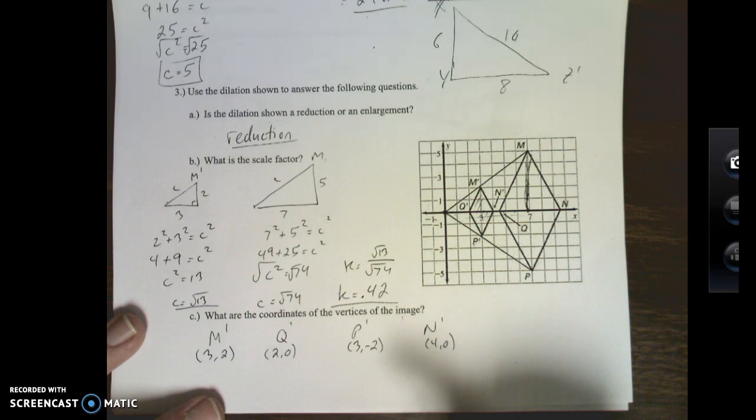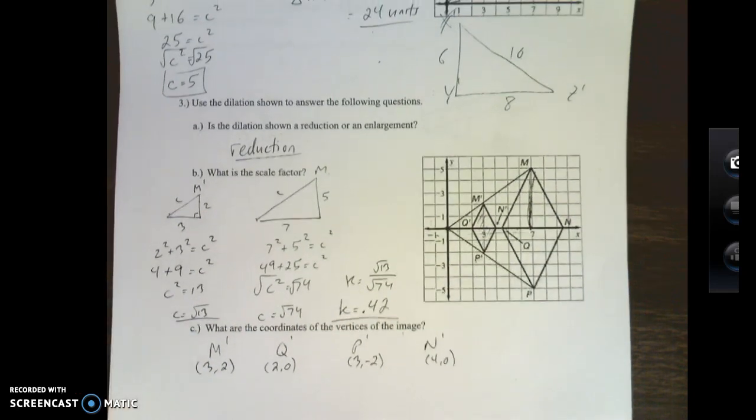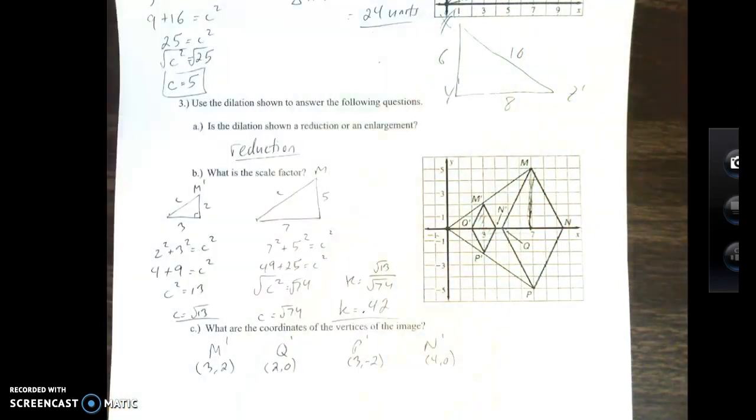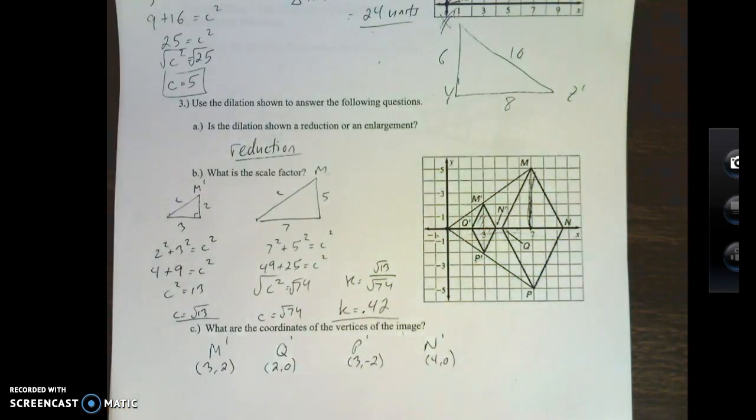Okay? So, quick recap. It's a reduction if your k value is less than 1 but greater than 0. It always has to be positive. And it's an enlargement if it's greater than 1. The other thing I like to think about is if you take a flashlight and you used to do shadow puppets with your friends when you were young. Your hand is real small, okay, but then the shadow is getting bigger as it goes out. So it's just another thing that dilations kind of reminds you of.